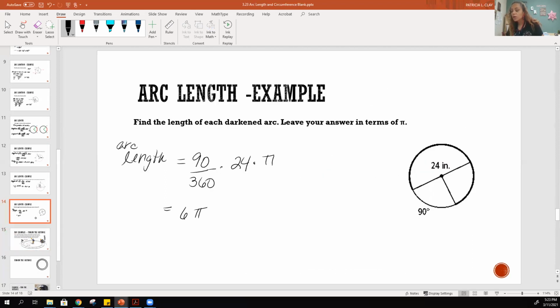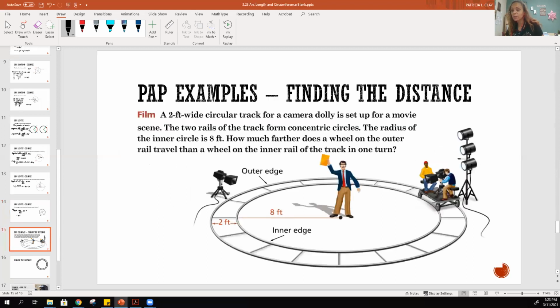All right, so that's all for our academic. If you're pre-AP, still hang on. If you want to stay on academic, you're more than welcome. There's a couple problems we're going to work. I think you'll like them if you do.